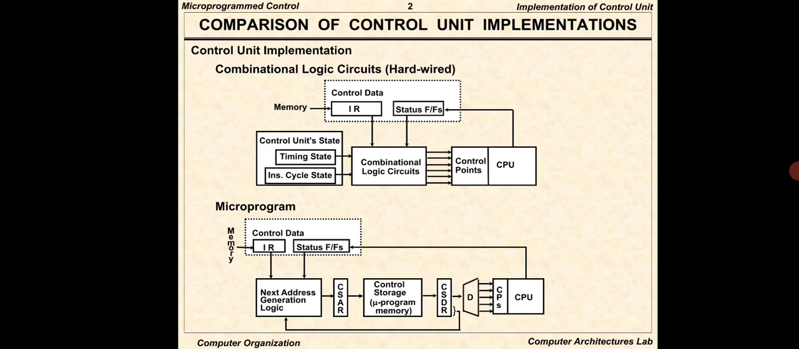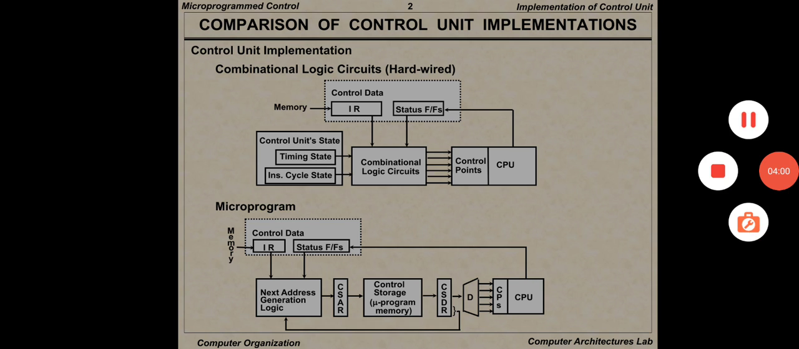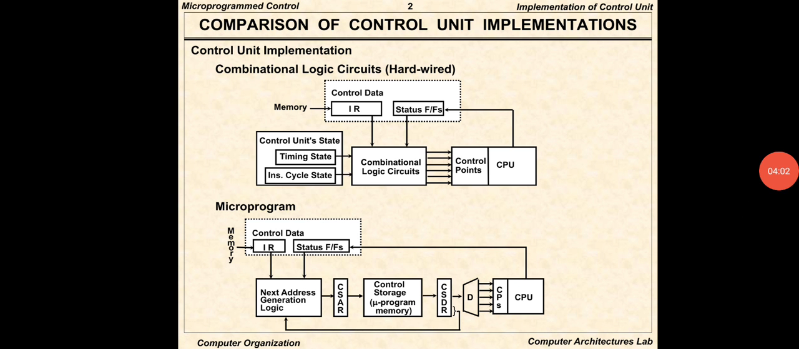On the other side of the combinational logic circuit is your control unit state. In this control unit state, you have two states. One is your timing state, and the second is your instruction cycle state. So in the control unit state, we have a timing state and an instruction cycle state.